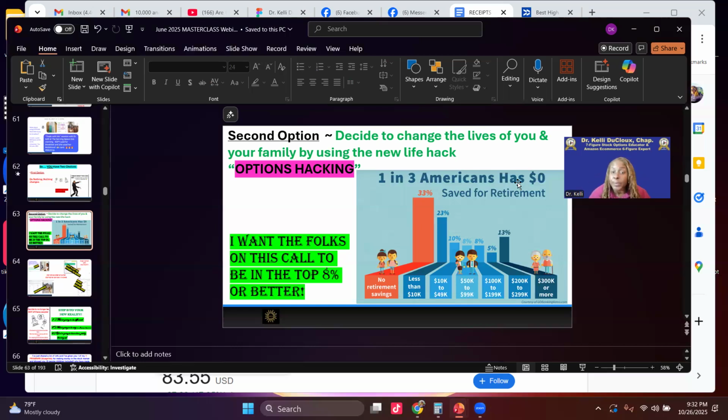Okay. What I want for all the people that hear my voice, I want y'all to be in the top 8%. Look at this. Top 8% has you at least having 100K sitting somewhere in an account. That's what I want for the people. And I know you can do it if you learn this skill set.